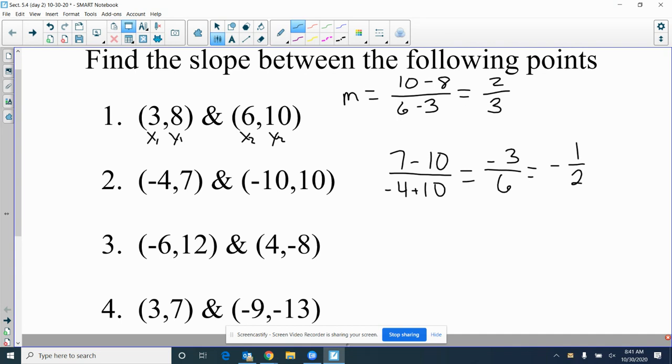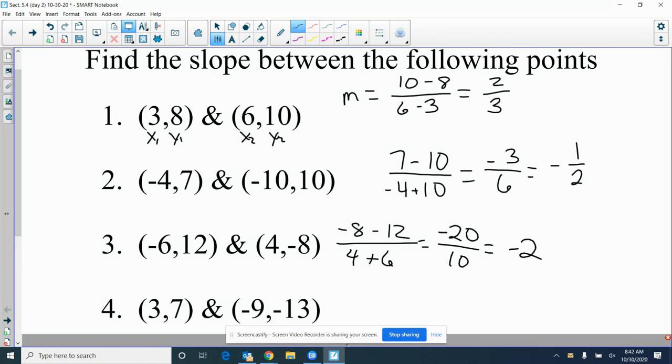All right, number 3. Somebody tell me how to set this one up. Grant? I did -8 plus 12. All right, I'm going to do -8 minus 12, and 4 minus -6. 4 minus -6 is 4 plus 6. Okay. -20 over 10. And what does that reduce to? -2. Very good.